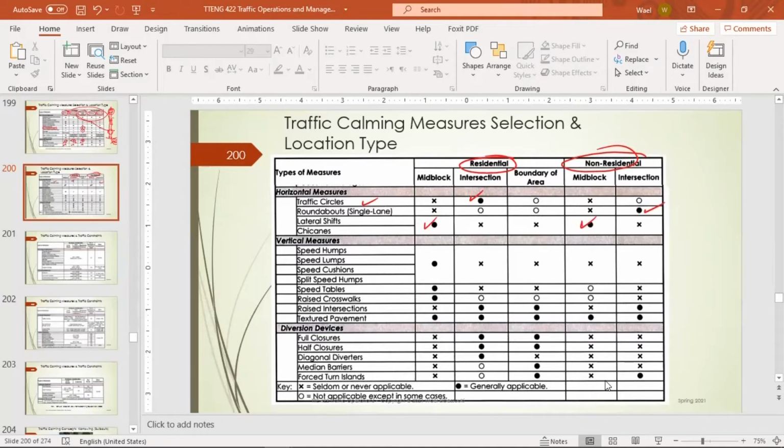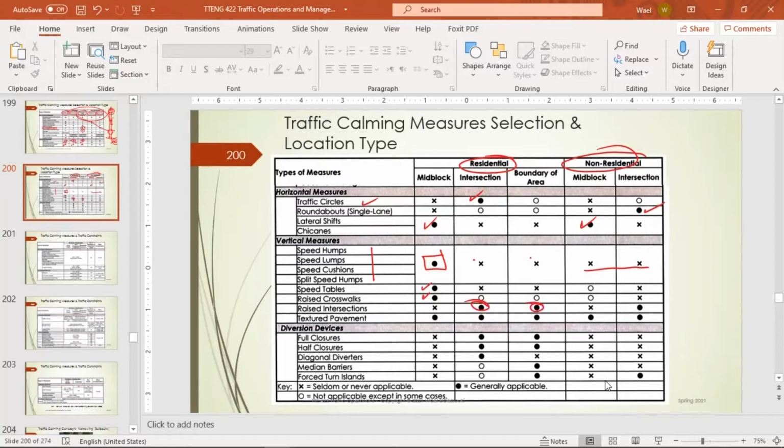For vertical measures, usually the speed humps, speed lumps, and all these bumps are in mid-block. We don't put them in intersection or boundary area. In non-residential, we try not to use them at all. It's not recommended. Speed tables, usually in mid-block. Okay, raised crosswalks in mid-block. Raised intersection, of course, must be at intersection or in boundary area.